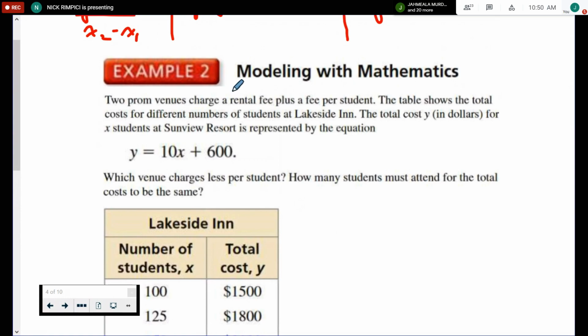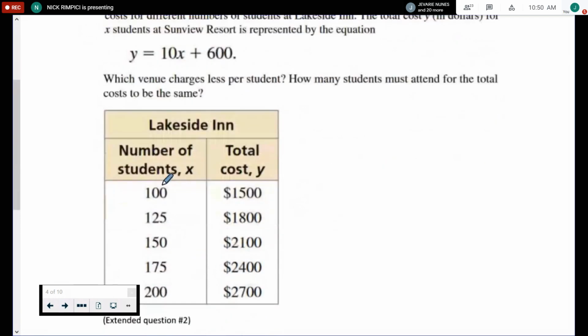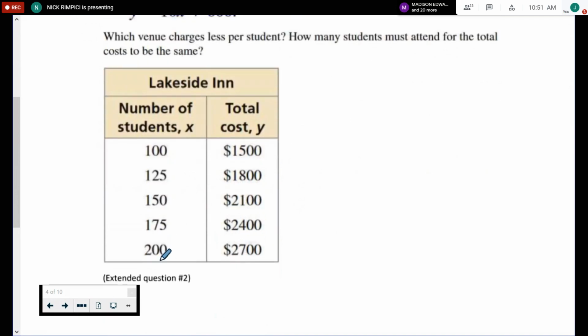So two prom venues charge a rental fee plus a fee per student. The table shows the total cost for different numbers of students at Lakeside Inn. So Lakeside Inn's down here. And basically what this says is if 100 students show up, your total cost is 1500. If 125 show up, the total cost is 1800, et cetera, right? If 200 show up, the total cost is 2700.